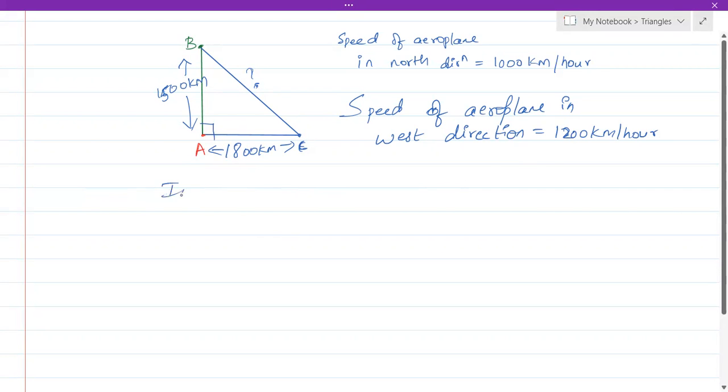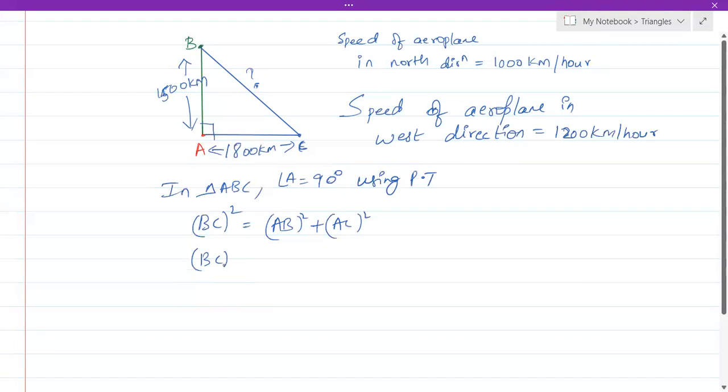So using Pythagoras theorem, in triangle ABC, angle A, let me draw it properly. Angle A is 90 degrees. So using Pythagoras theorem, here we get BC square is equal to AB square plus AC square. BC is the hypotenuse. BC square is equal to AB is 1500 whole square plus 1800 the whole square.